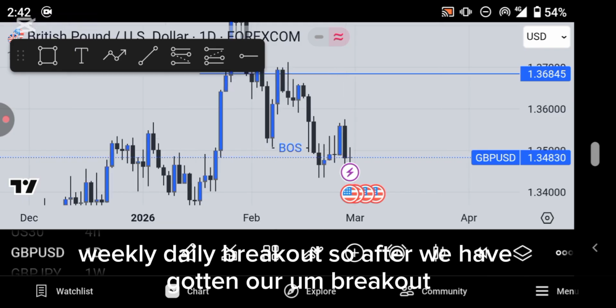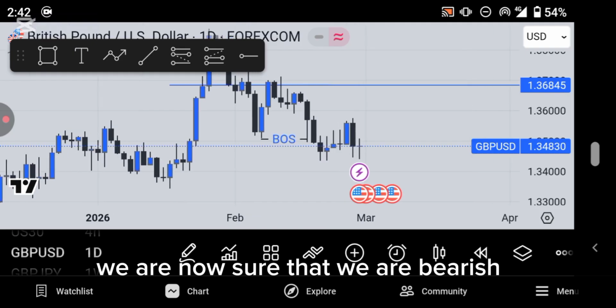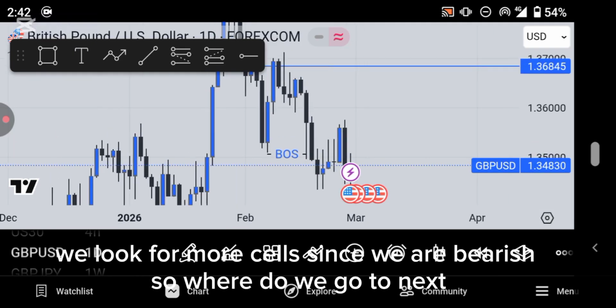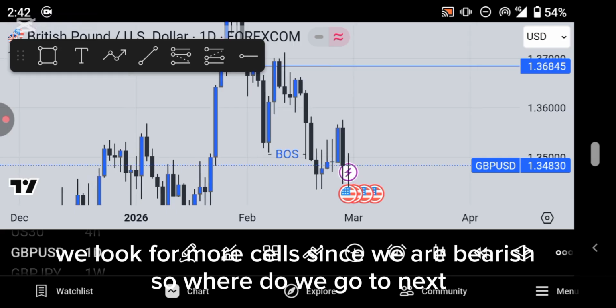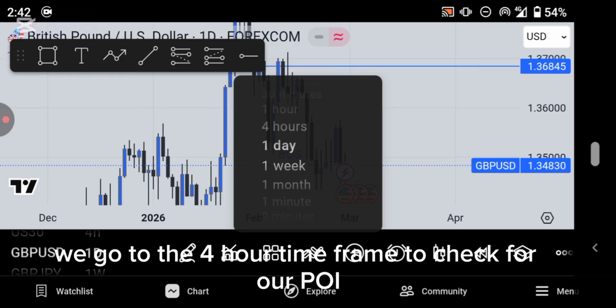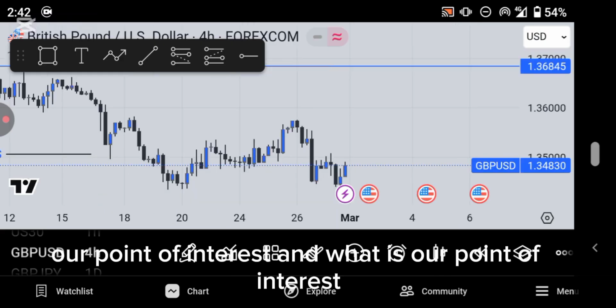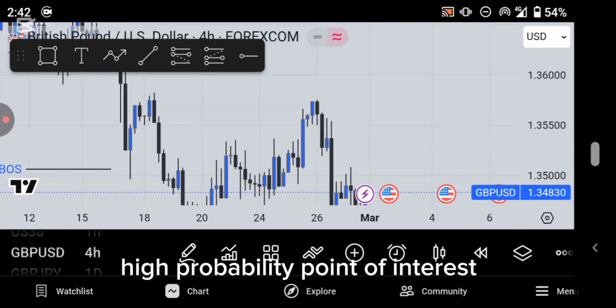So after we have gotten our breakouts, we are now sure that we are bearish. So what do we look for? We look for more sales since we are bearish. So where do we go next? We go to the 4-hour time frame to check for our POI, our point of interest. And what is our point of interest? A high probability point of interest.